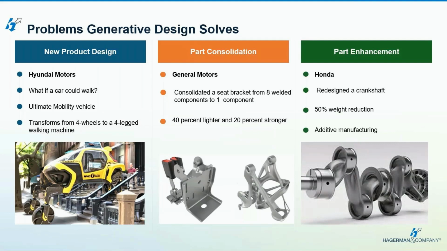And then also with Honda, they've redesigned a crankshaft with generative design, where this has output a design that's a 50% weight reduction using the additive manufacturing method. So thinking of something like race cars, or even something like aerospace, when weight really matters, that's where generative design would also come into play.